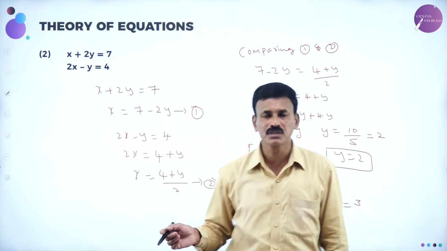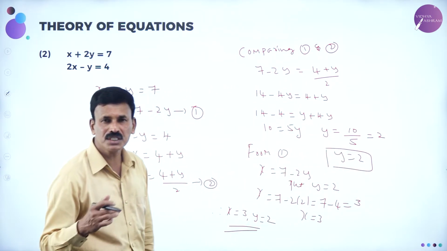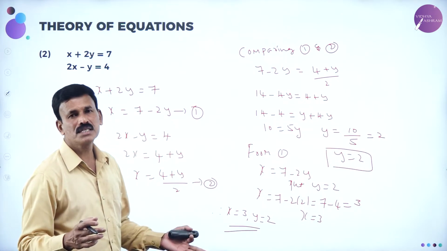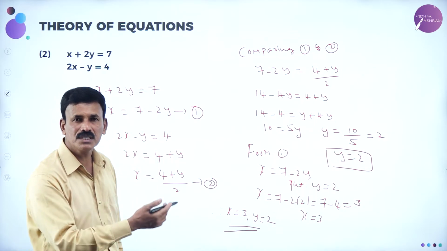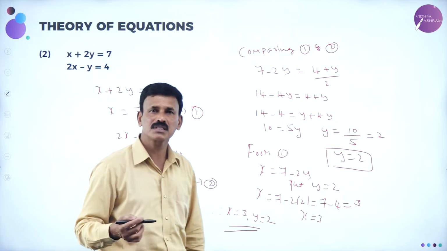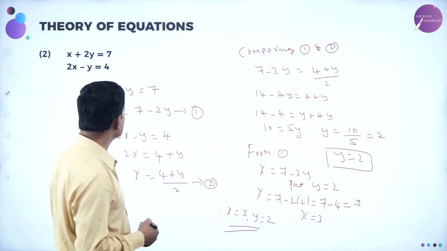That's it. Hope you followed. Just get the value of x from both the equations, compare it. Whenever left hand sides are equal, right hand side is also equal. Get the value of y, substitute that value of y in any one of the equations, you will get the value of x. That's it. Okay. Now, let us come to the next method.